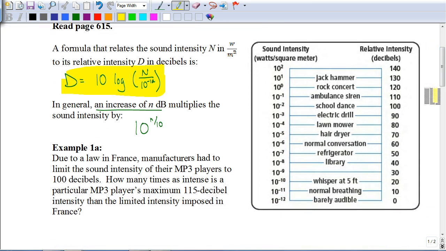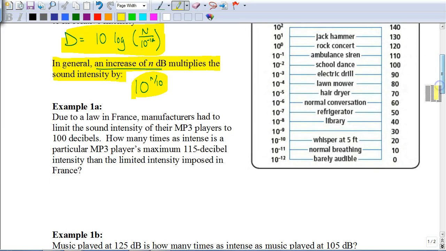Also, you want to write this other equation down. Now, this formula represents an increase of n decibels multiplies the sound intensity by 10 to the n divided by 10 power. So here's where we're going to use that particular problem. So let's look at this example.